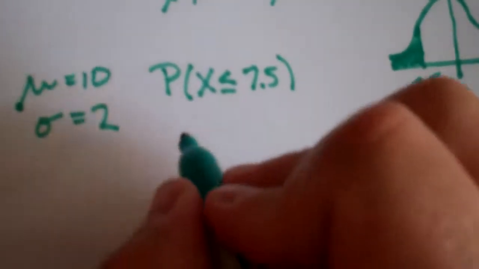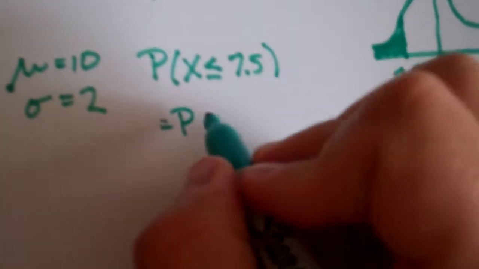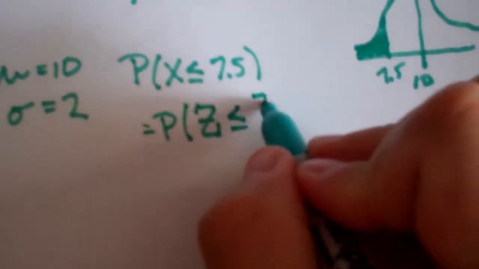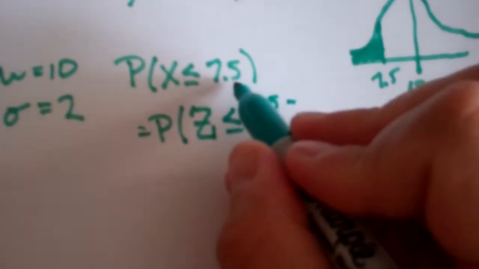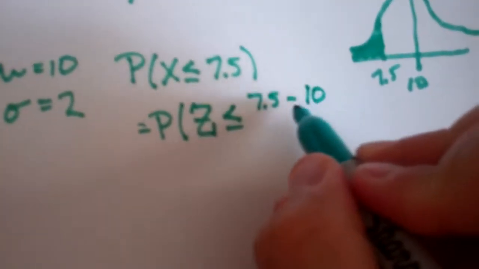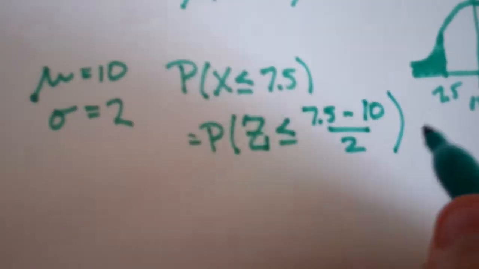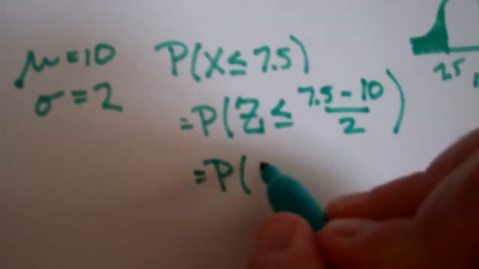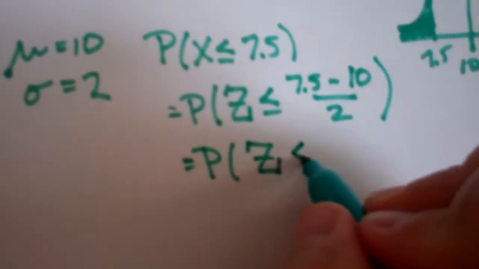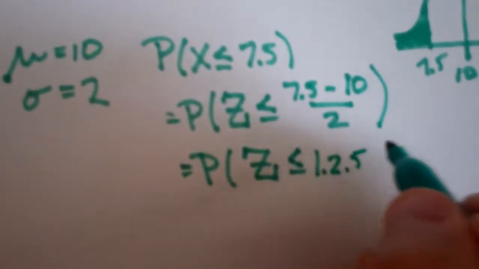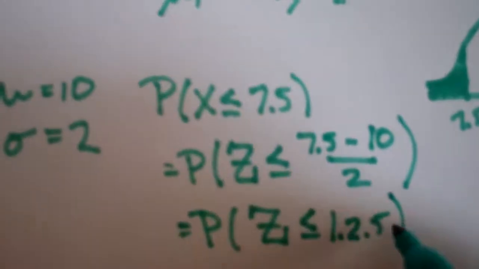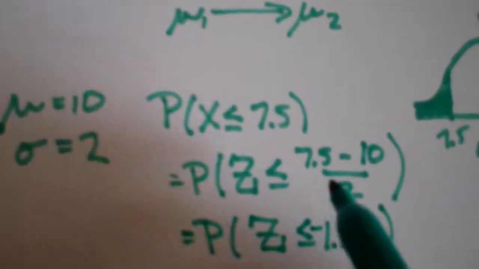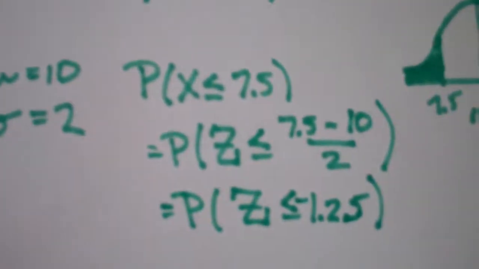To find this probability, we apply the transformation formula to get a standard normal random variable. z is 7.5 minus the mean, divided by the standard deviation, values over here. And we find that we need to know what the probability is that a standard normal random variable will fall below, oh, sorry, negative 1.25. So we have 7.5 minus 10.